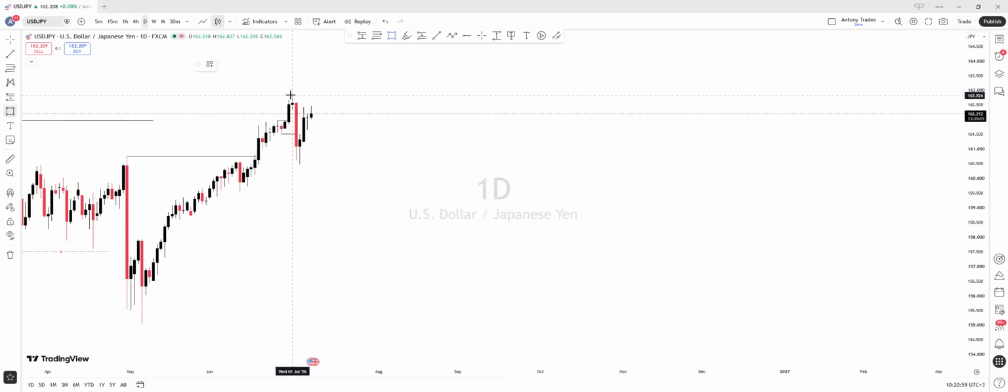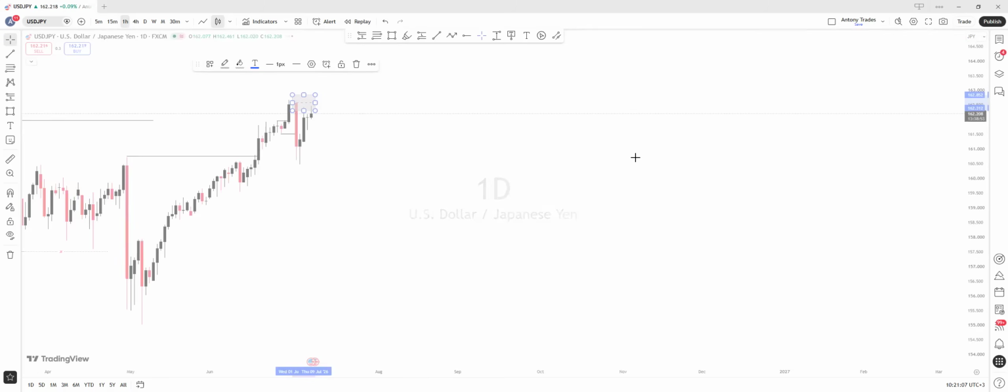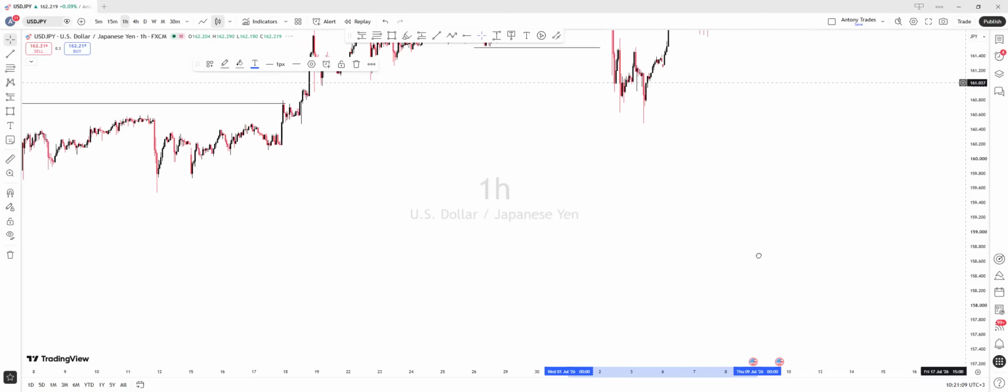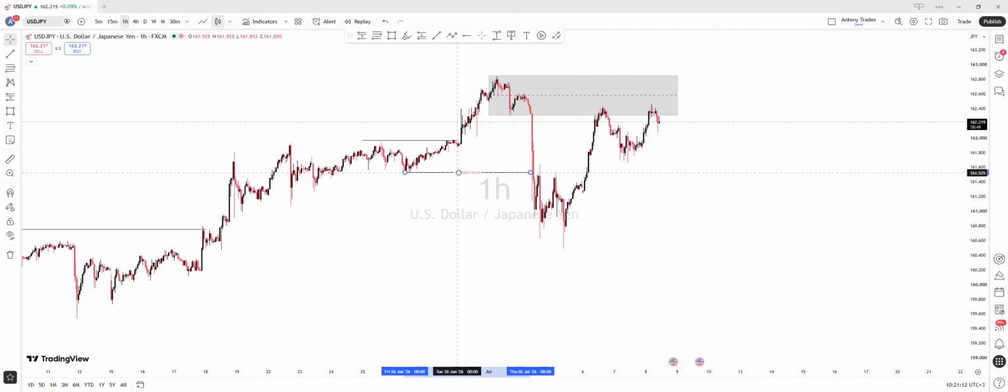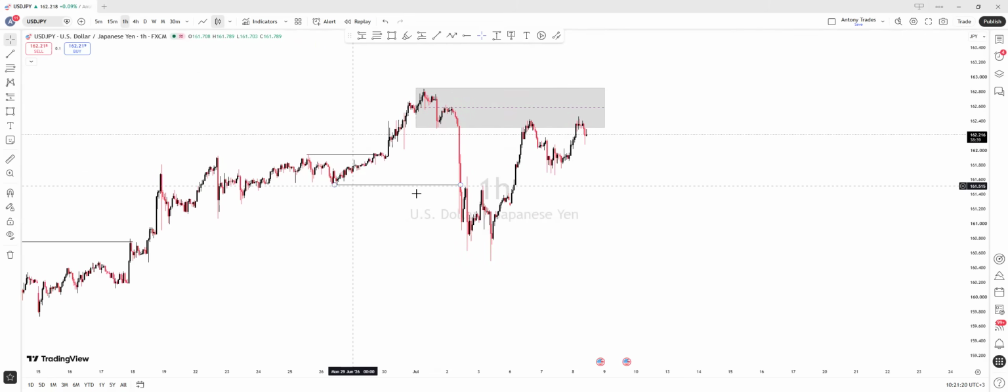And we are currently inside this supply zone here. We have that supply zone from the daily time frame. So what do we do? We go to the 1 hour time frame and we wait for confirmation from there. You can see this is our last fractal break of structure. After this bullish behavior, we have a break, a change of character.